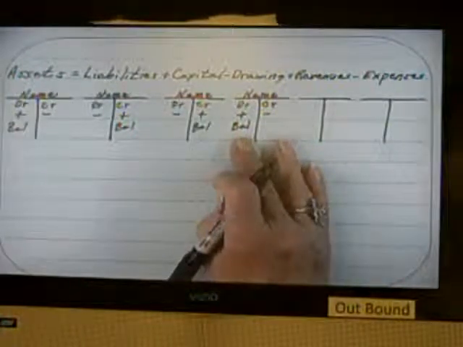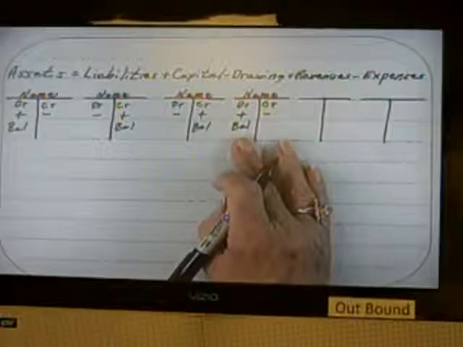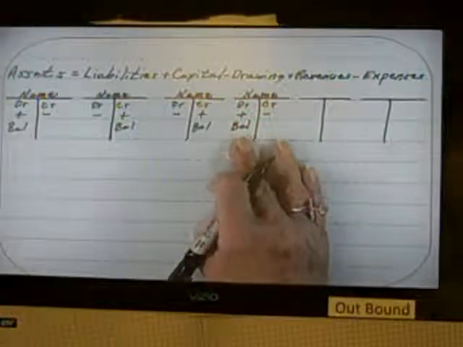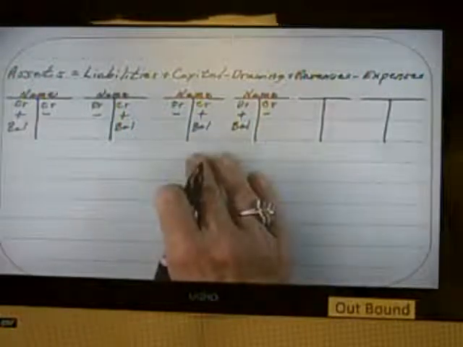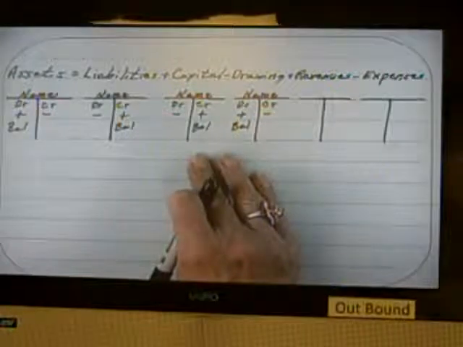You're noticing some similarities here. Every account has a name. Every account has a left side, and the left side is always called the debit side. The right side is always called the credit side, but the secret is some of them increase on the debit side and some increase on the credit side. That's what makes the difference.